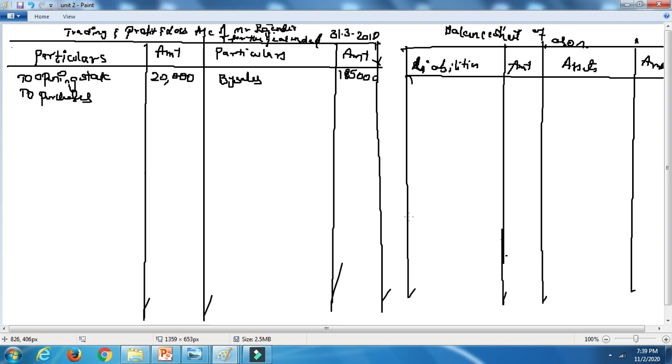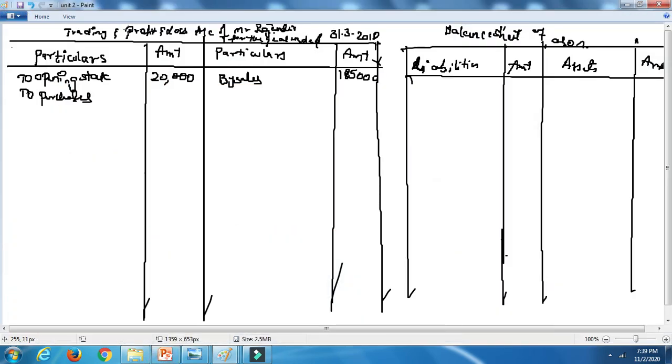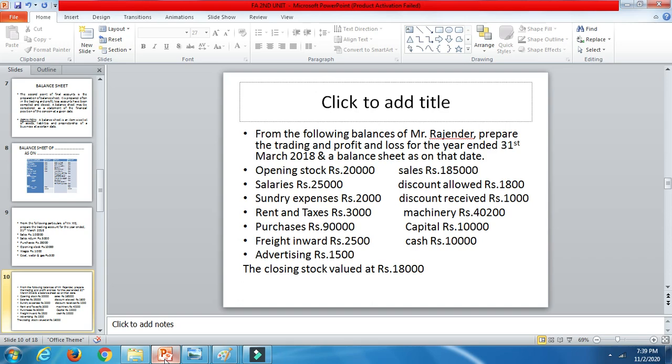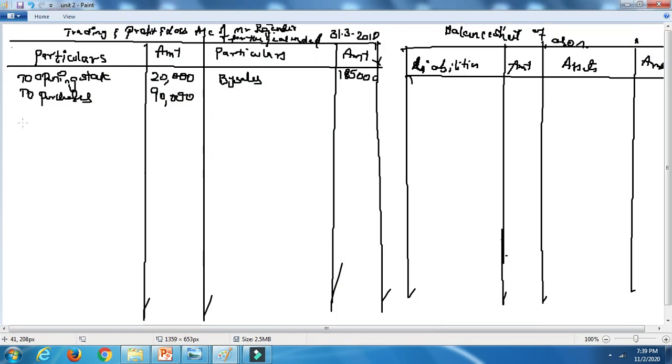So here, purchases are how much? If you can see, purchases are 90,000. Purchase 90,000, so take that amount. What's the next trading item on the debit side? Freight. Freight also will come on the debit side of the trading account, so let's take that also.